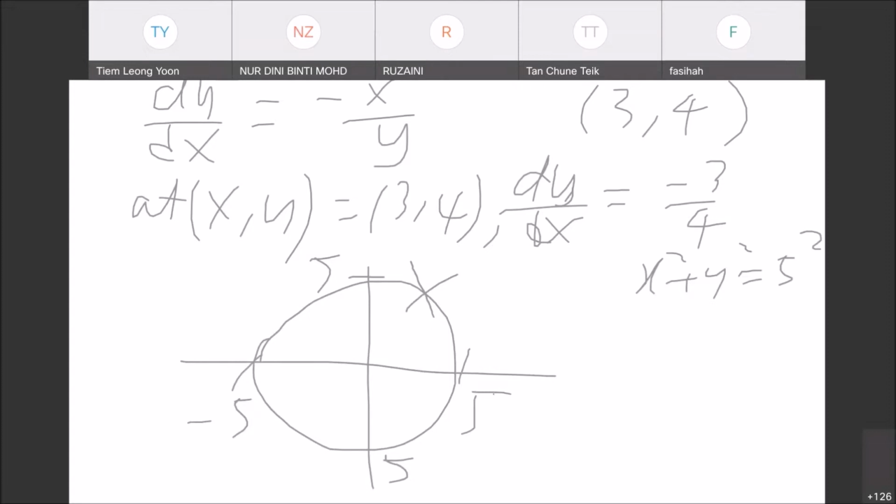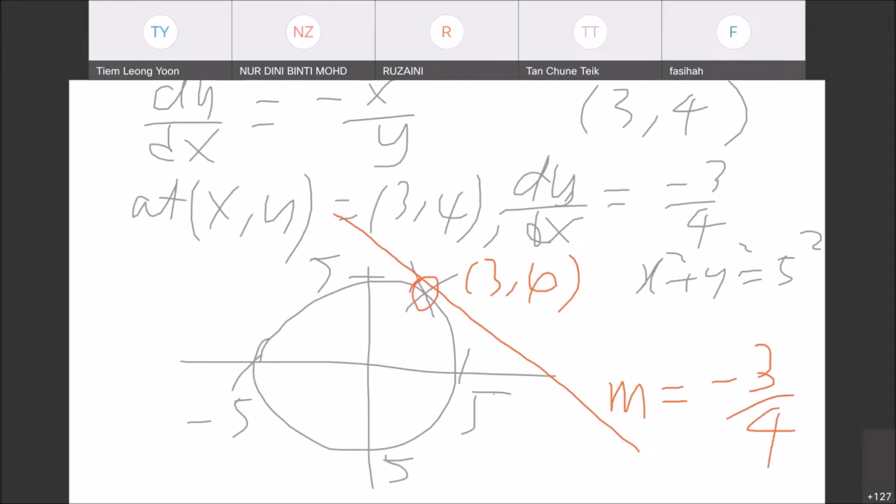Let me draw it with a different color. So that will be the slope. This tangent line at the point 3, 4 has a slope of minus 3 over 4, and this is correct. Why is it correct? Because by looking at this construction of geometry, it's quite straightforward to realize that, no matter what value it is, you can be very confident that the slope must be negative, because it is like this.